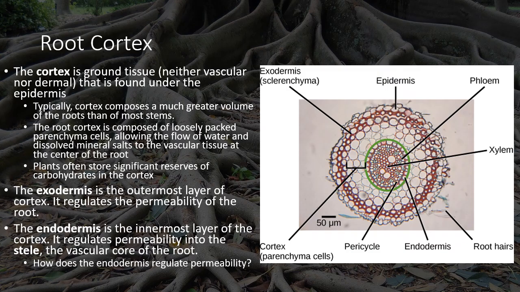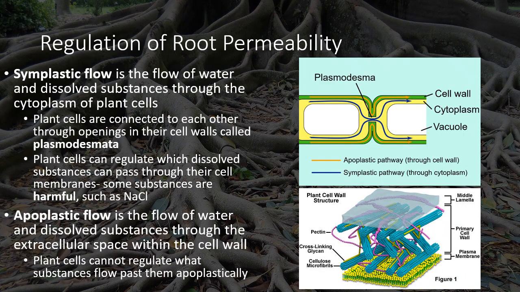The exodermis is the outermost layer of the cortex, and it regulates the permeability of the root. So it regulates what can or cannot enter the root. And then the endodermis is the innermost layer of the cortex, and it regulates permeability into the stele, which is the vascular core of the root. You might be wondering, how does the endodermis regulate permeability? How does it control what can or cannot enter the xylem of the root?